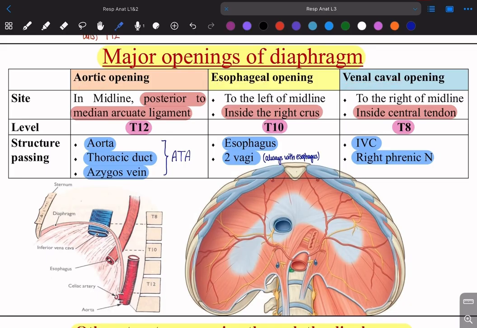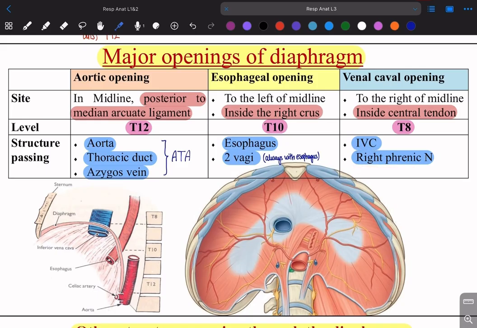Vena cava, from its name, what passes through the vena cava opening? The inferior vena cava, plus the right phrenic nerve. You have to know it's the right, not just the phrenic nerve. It has to be the right phrenic nerve. So the vena cava opening: the inferior vena cava and the right phrenic nerve pass through it.